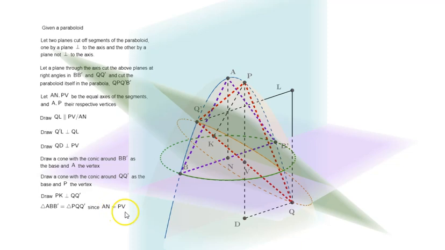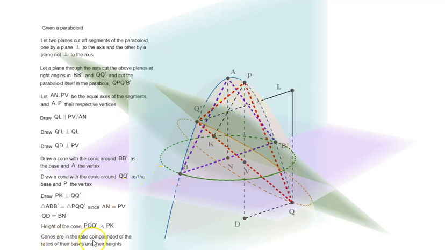And the reason is AN is equal to PB. Remember, let AN and PV be the equal axes of the segments. So if they are equal, then these two areas are also equal. Means QD is equal to BN, again from proposition 3. Now, the height of the cone PQQ prime is PK.